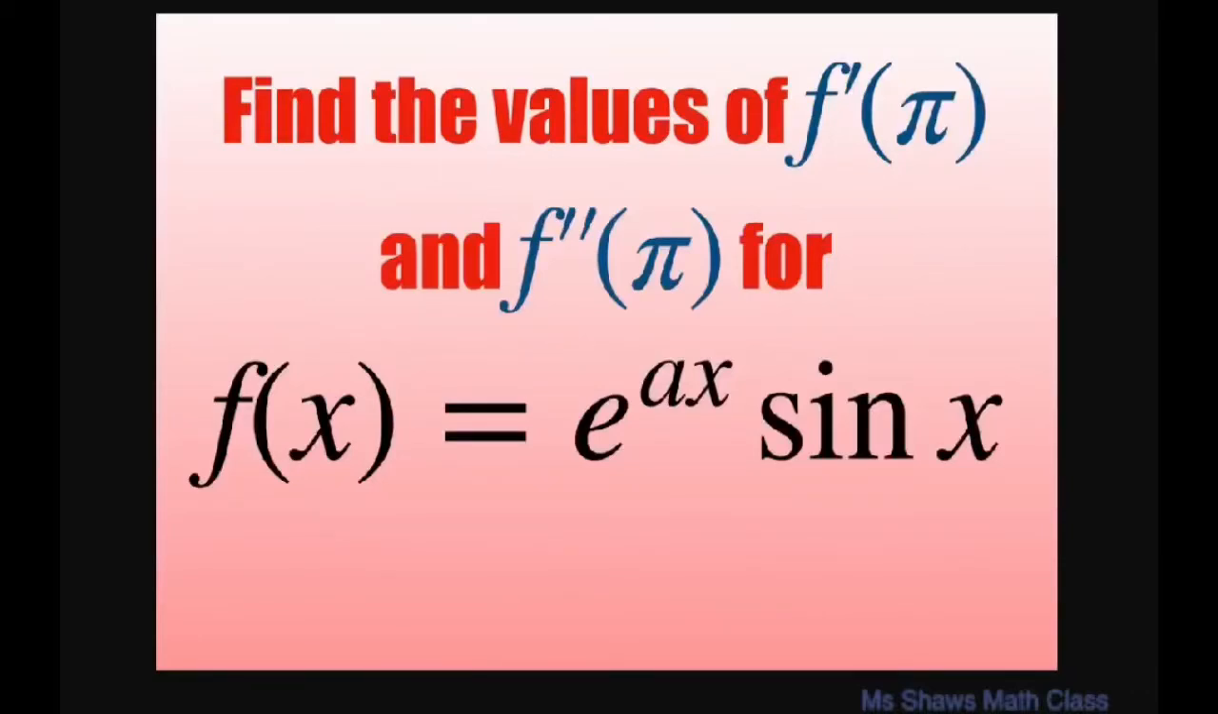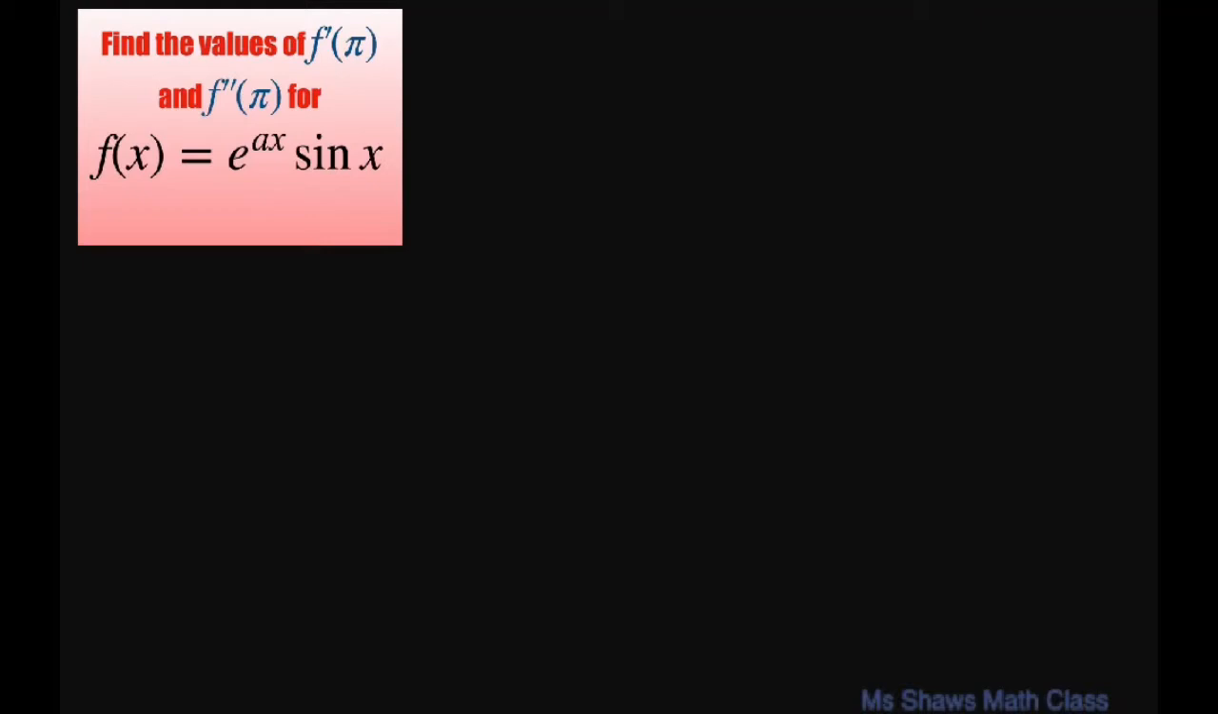Everyone, we're going to find the values of f prime of pi and f double prime of pi for f of x equals e to the power of ax times sine of x. So let's do the first part, f prime of pi. That means we have to find the first derivative. To set it up, let's write it as f prime of x.